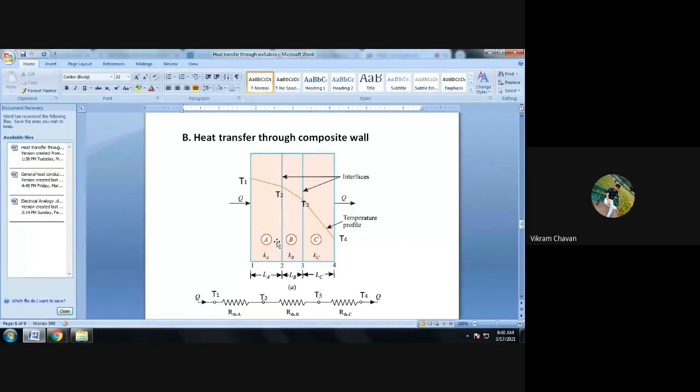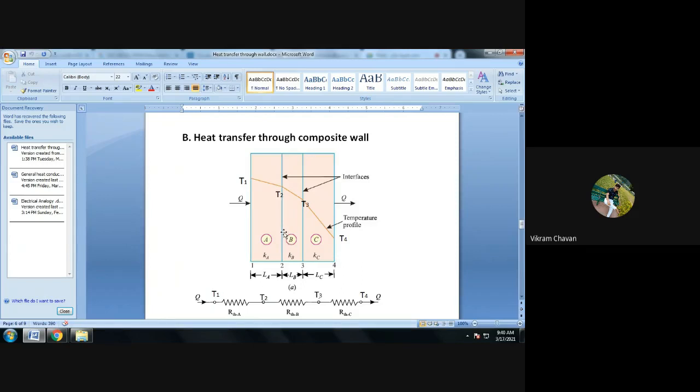Once again, we consider one directional heat flow, so we have considered only the one dimensional geometry of the composite wall, looking along the thickness of the walls. So the thickness of slab A is L suffix A, thickness of slab B is L suffix B, and thickness of slab C is L suffix C. These are the thicknesses of the respective slabs.